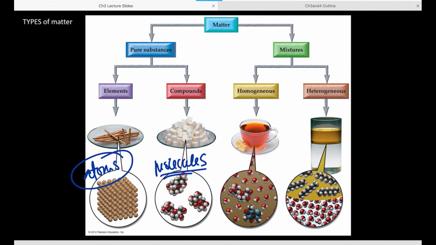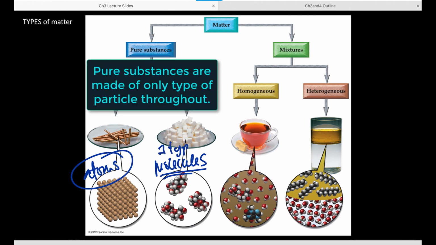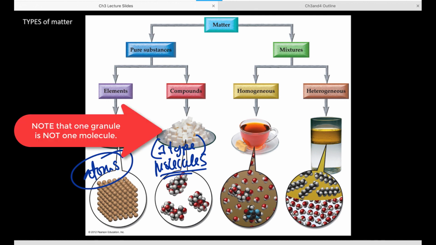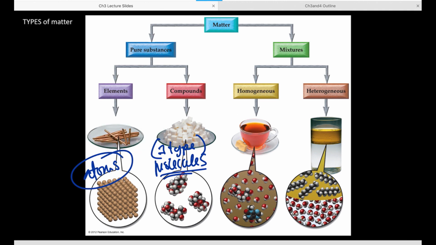Where molecules are atoms that are chemically bonded together, right? But the thing about a compound is, even though there are multiple types of atoms, those atoms are chemically bonded in such a way that we still have only one type of molecule, right? One type of molecule makes up that entire sample. So for example, when we look at a sugar cube, every single particle of that sugar cube is the exact same as the neighboring particle. Yes? Makes sense? Okay.